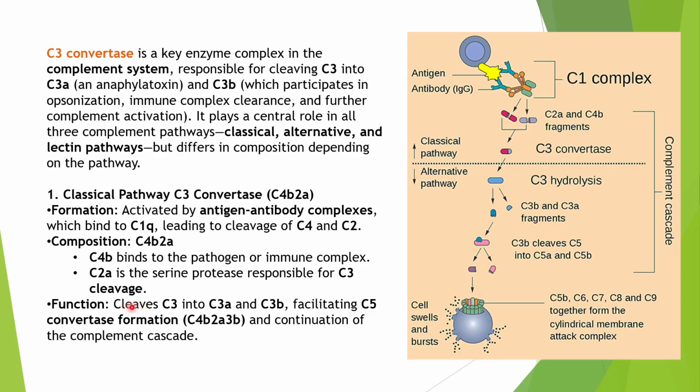So the C3, which is cleaved into C3a, C3b, facilitates the C5 convertase formation, that is a complex of C4b, 2a and 3b. So this continues the complement cascade downstream.